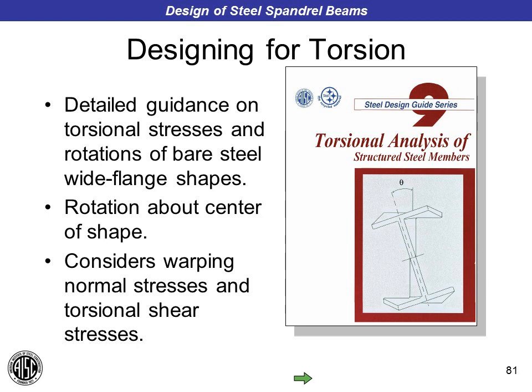So how to deal with the torsion itself on the spandrel beam that we have between the kickers or between the roll beams. AISC's Design Guide 9, which I mentioned earlier today, has some guidance for dealing with torsion on spandrel beams, particularly wide flange sections. And in Design Guide 9, it's assumed that the rotation of the beam in question occurs about the centroid of its shape. So in other words, we haven't translated what we're rotating about.